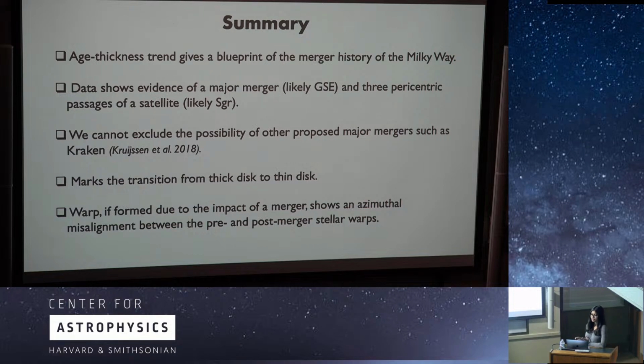We cannot currently exclude the possibility of other proposed major mergers, such as the Kraken merger proposed by Kruijssen et al. 2018. We also marked the transition from the geometric thick disk to the geometric thin disk, which also tells us the time it took for the galaxy to relax after the major merger. And the warp, if it is formed due to an impact of a major merger, shows an azimuthal misalignment between the pre-merger and post-merger stellar population that could give you an independent estimate of when a merger happened, provided the warp is due to a major merger.